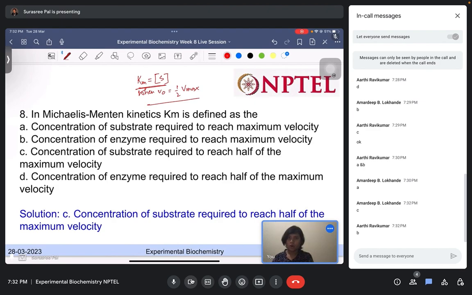or in the Lineweaver-Burk plot also. The Km value we can get from the x-axis. So that is why it is not the concentration of the enzyme required to reach maximum velocity. It is the concentration of the substrate required to reach half of the maximum velocity. So the correct answer is C. Is that okay, Aarti? Alright.